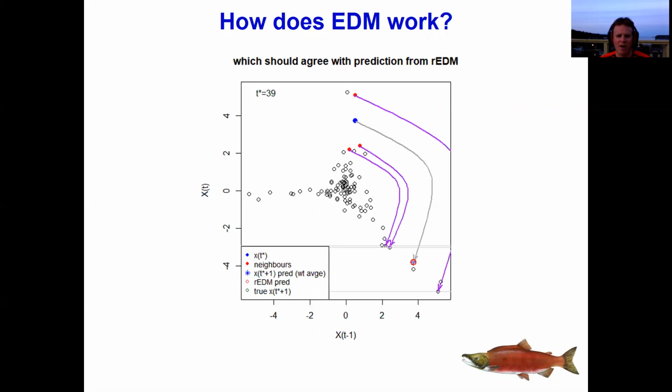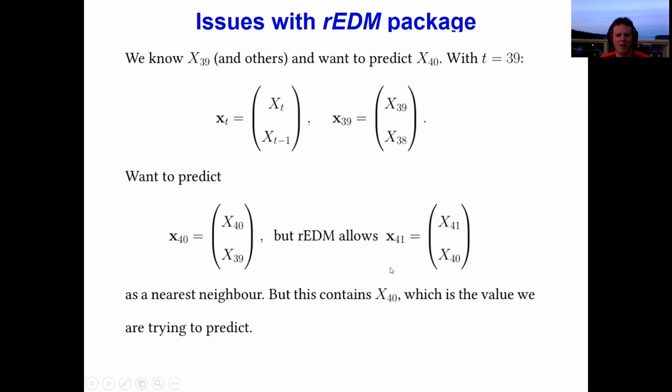And there's a package called rEDM. And for this example, the results agree with that. And it's actually close to the true value in green. And we know the true value because we've simulated the data.